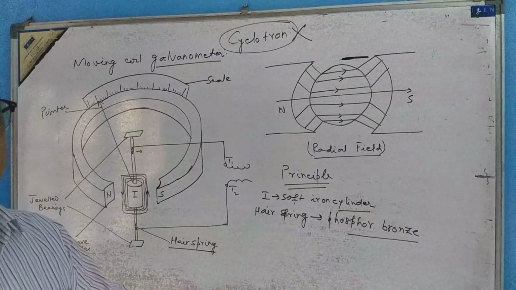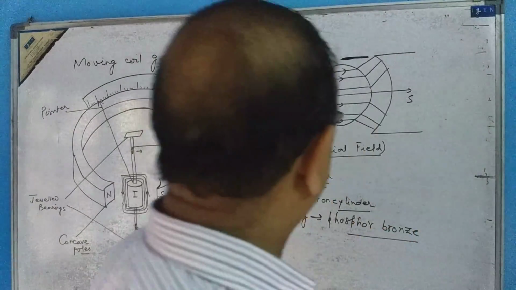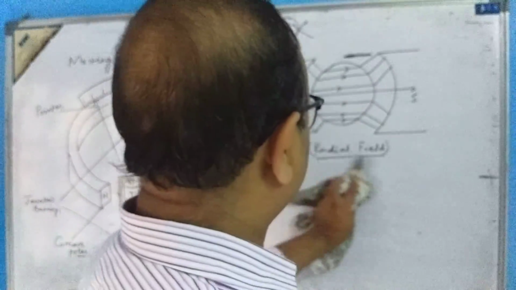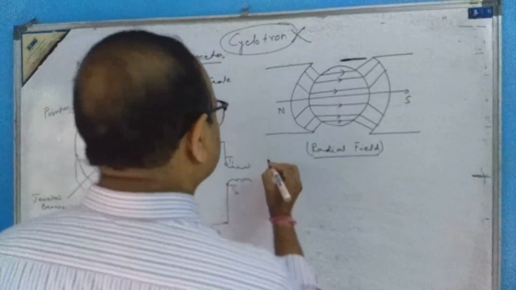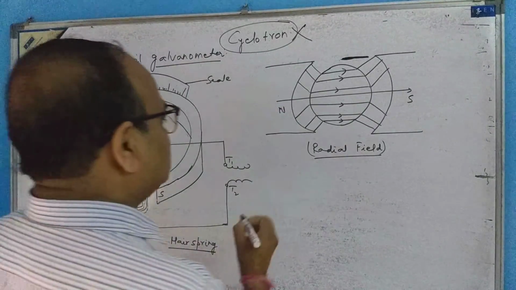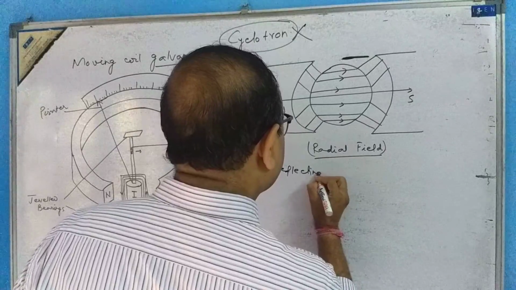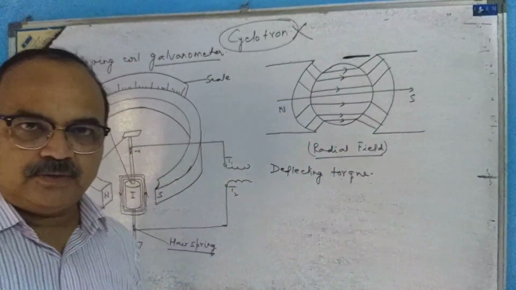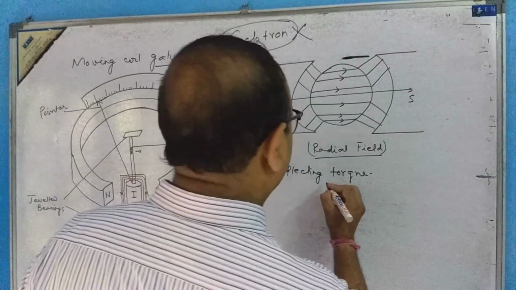Now let us come to the theory part of it, that is definitely the mathematical part of it. What will happen? The coil will be turned, due to which the coil will get a torque called the deflecting torque. How much will the deflecting torque be?